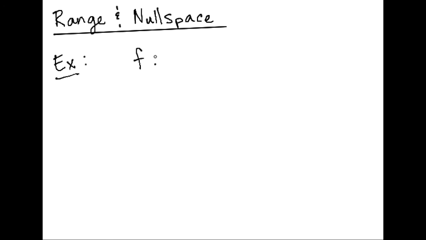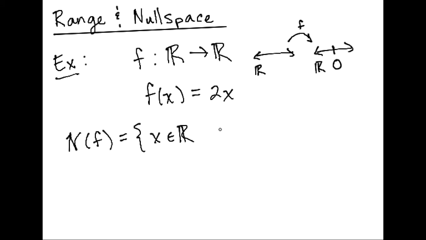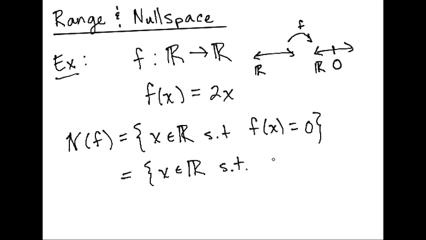Okay, let's go back to the example we had earlier, where f is a linear operator from R to R such that f of x is equal to 2x. Again, our domain is R, the codomain is R, and we're interested in the x that mapped to 0. So going back to the definition, the null space of f is equal to the set of all x in R such that f of x is equal to 0. But in this case, that's the set of all x in R such that 2x is equal to 0. But the only x such that 2x is equal to 0 is the 0 vector, so we're left with the trivial null space. So in this case, the null space of f is simply the set containing only the 0 vector.